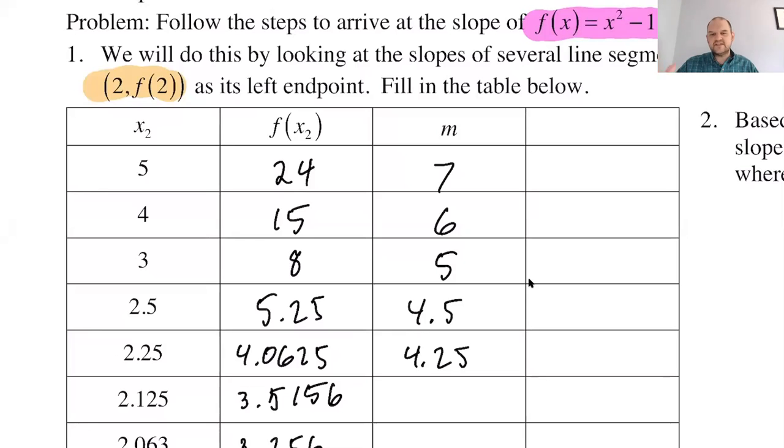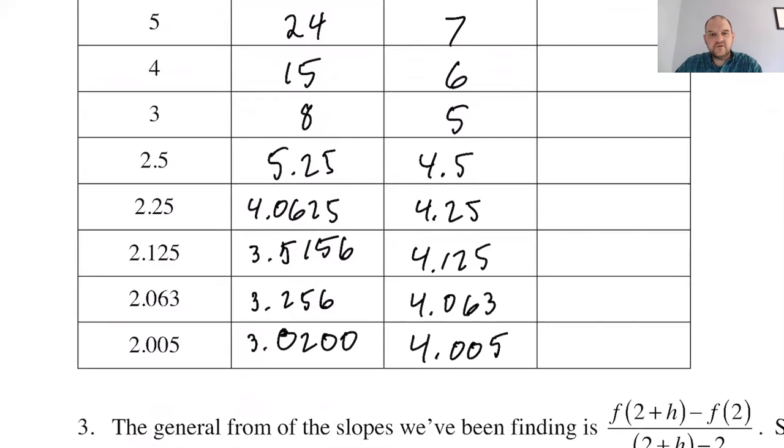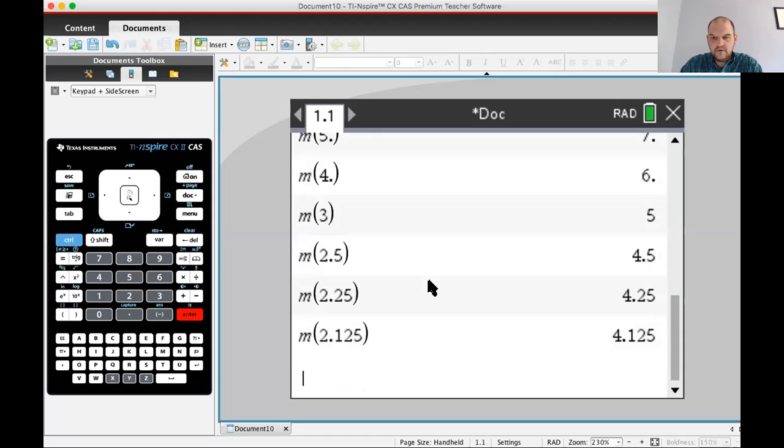And I don't even know if that's the pattern that we want to find, but you always want to look for patterns. So the next one, I think, should be 4.125 and then 4.063. Those are my guesses. I'm going to actually fill them in. I think this will be 4.125. I think this will be 4.063. I think this will be 4.005. Let's see if the calculator bears that out. So you always want to look for patterns. Sometimes you find patterns, they're not wrong, they're just not useful.